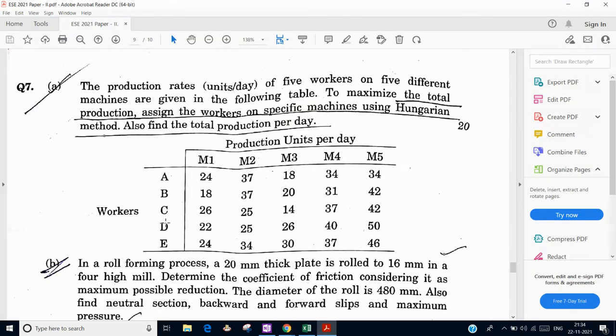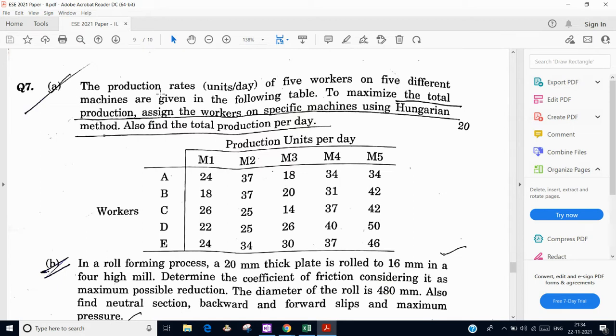Hello everyone, and in today's video we are going to solve one question of UPSC Engineering Service 2021 of paper 2 that was conducted yesterday. This is a mains examination question, and it is an assignment problem based on the Hungarian method.